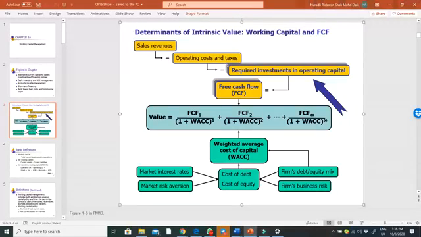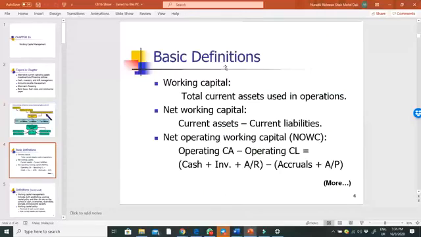Working capital management. So the basic definition: working capital is total current assets used in operation. When we talk about net working capital, it is current assets minus current liabilities. Net operating working capital, NOWC, is operating current assets minus operating current liabilities, equal to cash plus inventory plus account receivable minus accruals plus account payable.